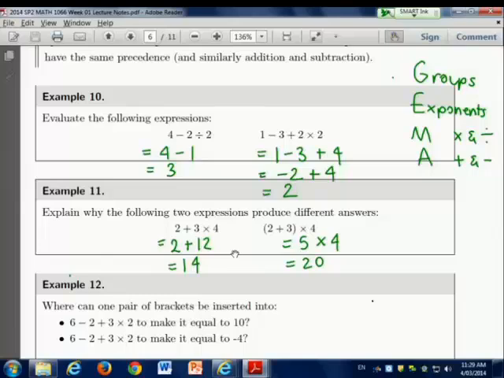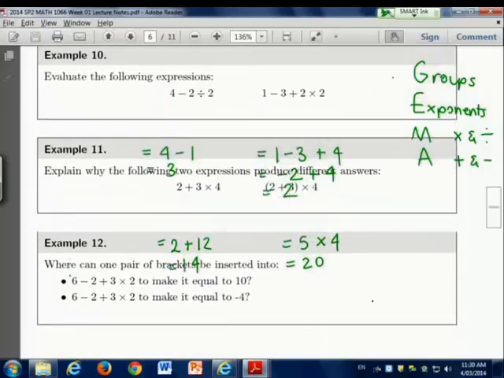Why do they produce different answers? What's the difference between them? The brackets. The brackets change the first addition from being the last thing you do to the first thing you do. All right. Number 12 is a bit of a puzzle. I'm going to let you think about that one, and I reckon we'll move on.